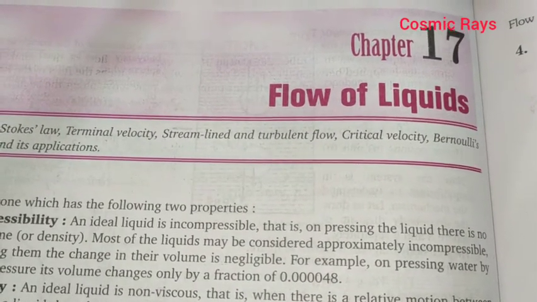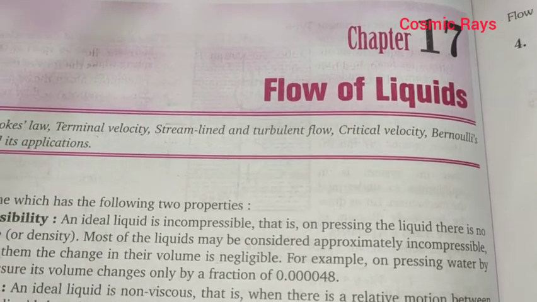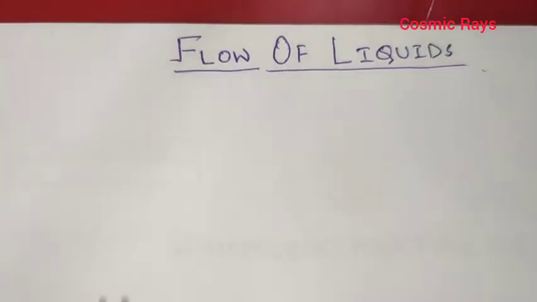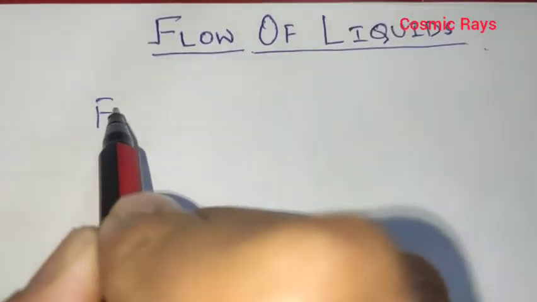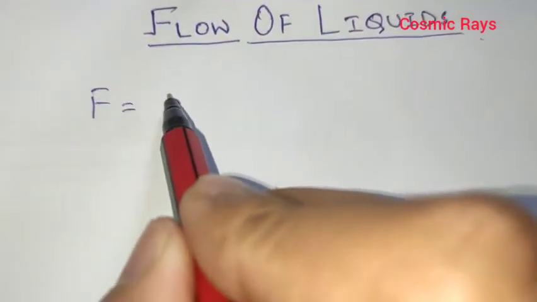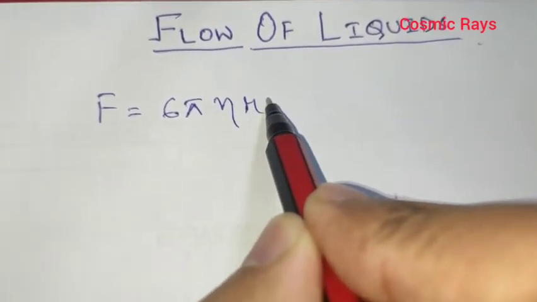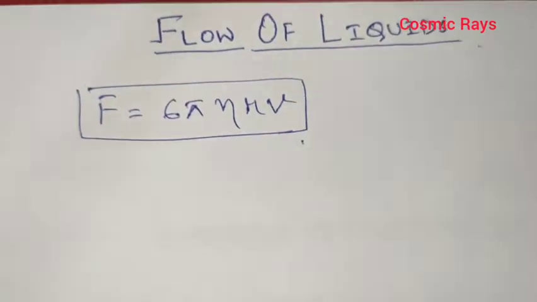Hello everyone. In this AV, we will be talking about the remaining portions of the chapter Flow of Liquids. In the previous AV, we had already talked about Stokes' law, which states that the force on a liquid is given by 6 pi eta r v. Now we will continue our discussion from here.